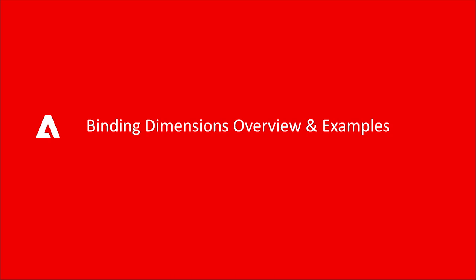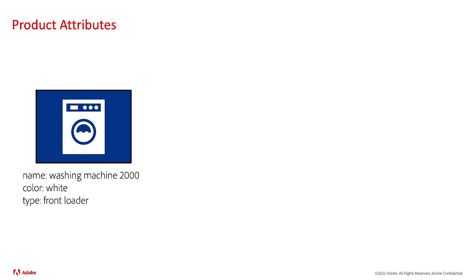The concept of binding dimensions is the ability to take one dimension and connect it to another dimension for the purpose of more refined persistence allocation. We're going to look at a few examples to help highlight how we think this can be beneficial for you and your organization. In our first example, a user looks at a page for a washing machine.